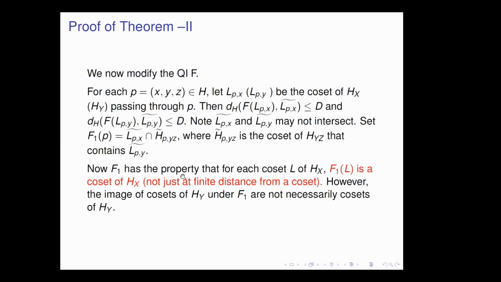Now, it has the additional property that for each coset L of the x-axis, its image is also a coset of Hx. It's not just at finite distance from a coset. It is exactly a coset of the x-axis. However, we cannot arrange this to be true for both the x-axis and y-axis. So in general, the images of cosets of the y-axis under F1 are not necessarily cosets of the y-axis.